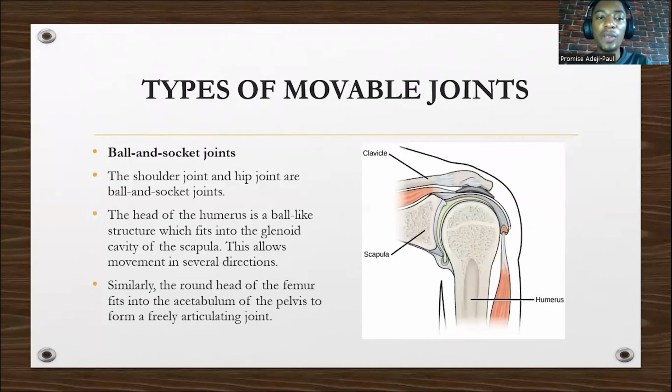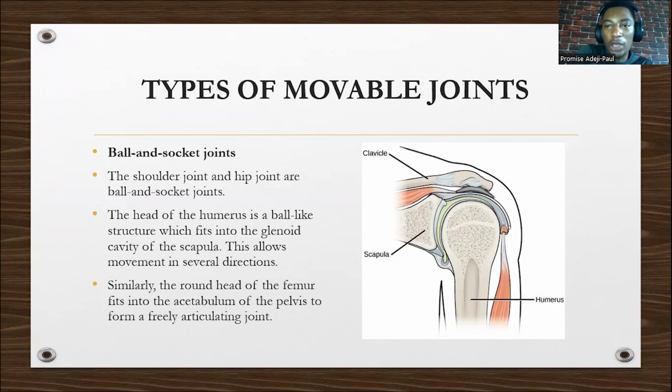So what are the types of movable joints? Number one, we have ball and socket joints. A perfect example is the shoulder joint, and also the hip joint. They are ball and socket joints. For the shoulder joint, the head of the humerus is ball-like and it fits into a cavity in the scapula. We call it the glenoid cavity.